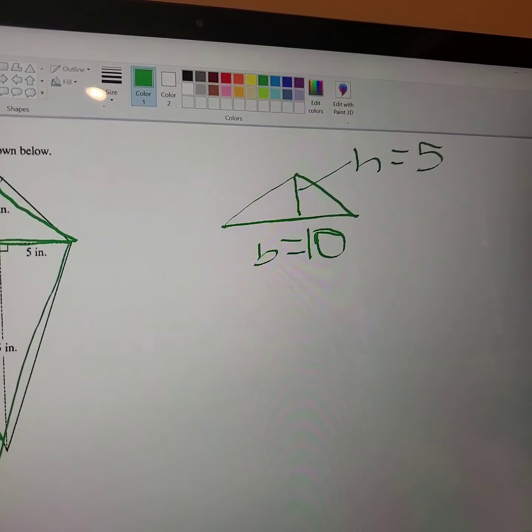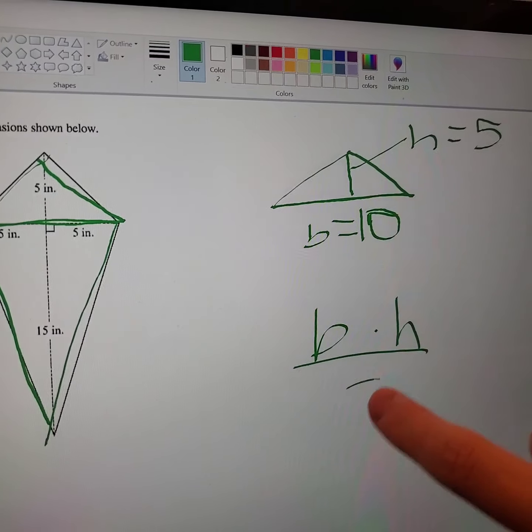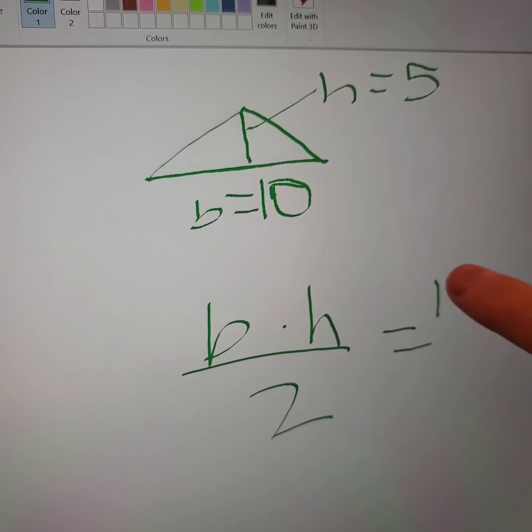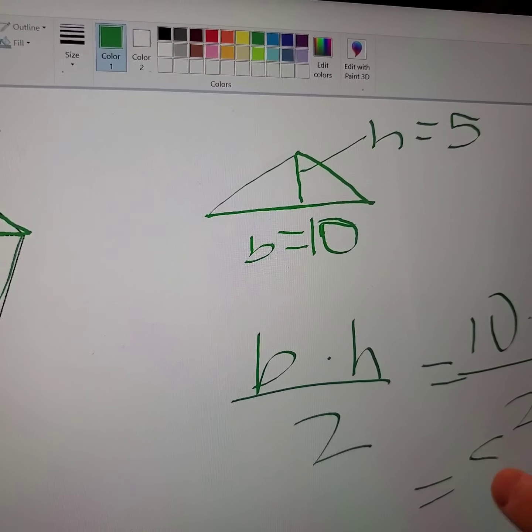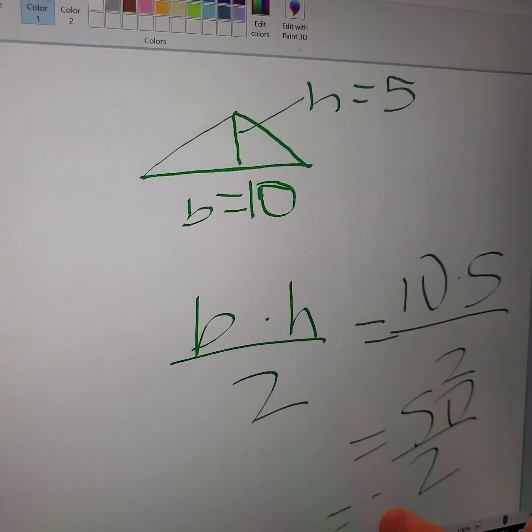Now I know the area of a triangle. How to find that is base times height divided by 2, which means I can do base 10 times 5 height divided by 2, which gives me 50 over 2. So my area of my top triangle is 25.